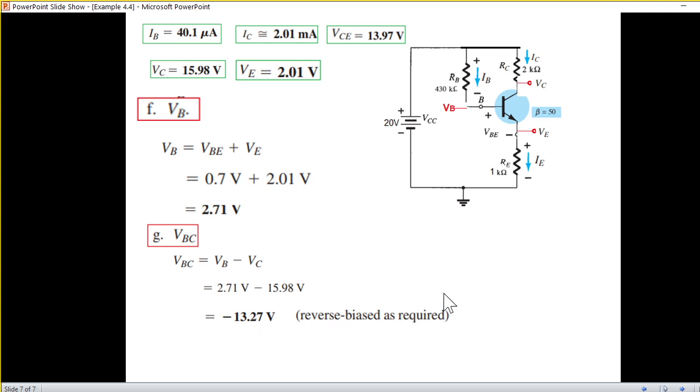I hope you recall that for a transistor to be acting as an amplifier, VBE has to be forward bias and VBC has to be reverse bias. And that is what is here. So the transistor is active. So I hope you have been able to follow this. Please let me know through your comments. Thank you.